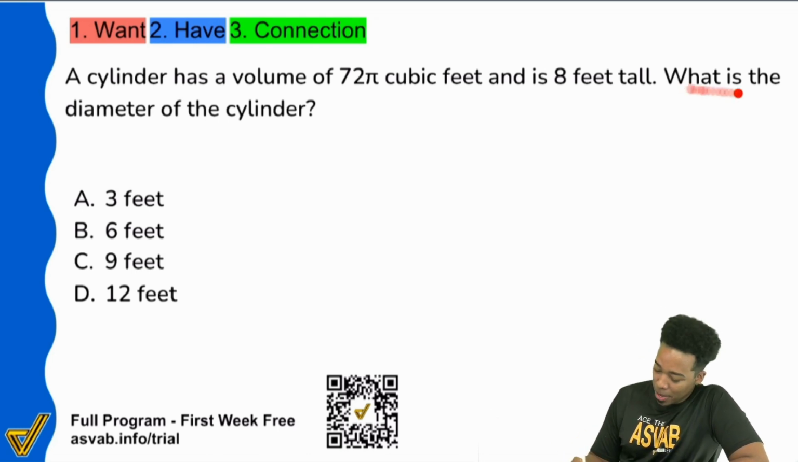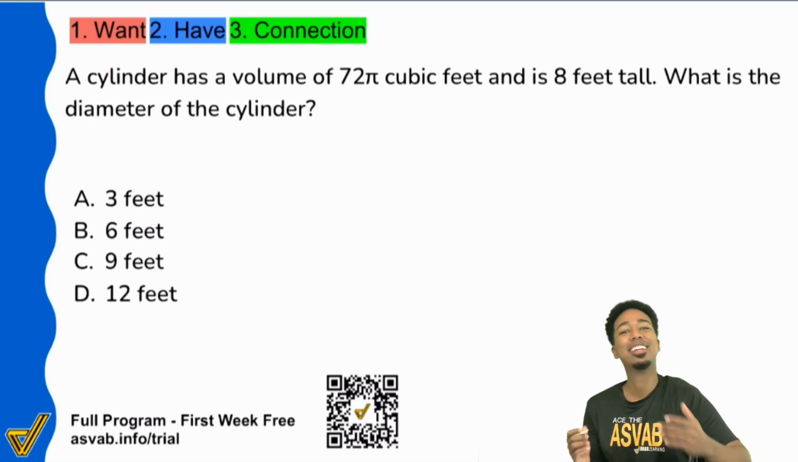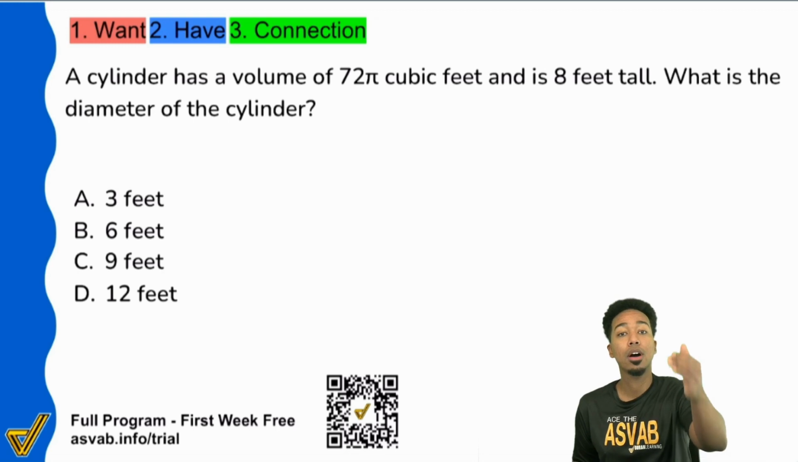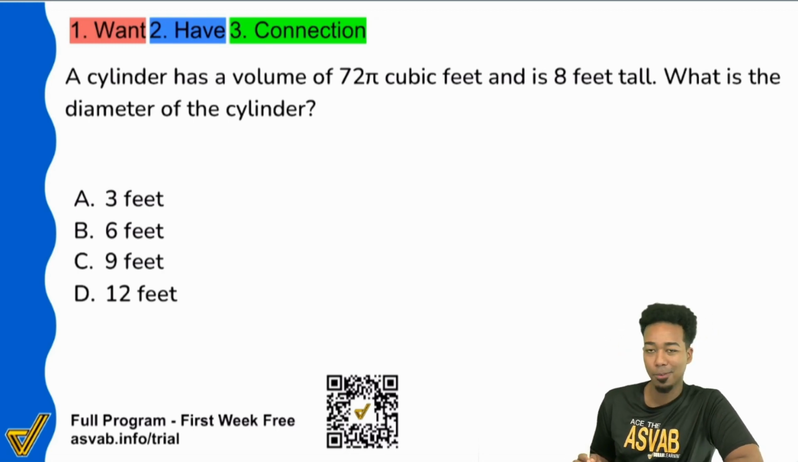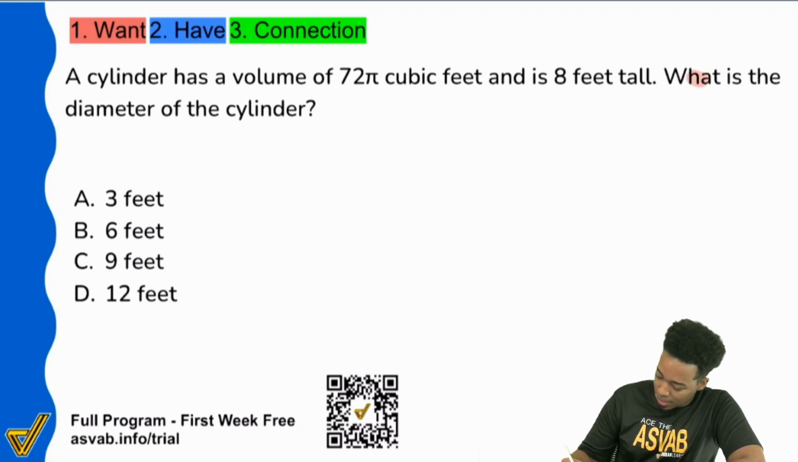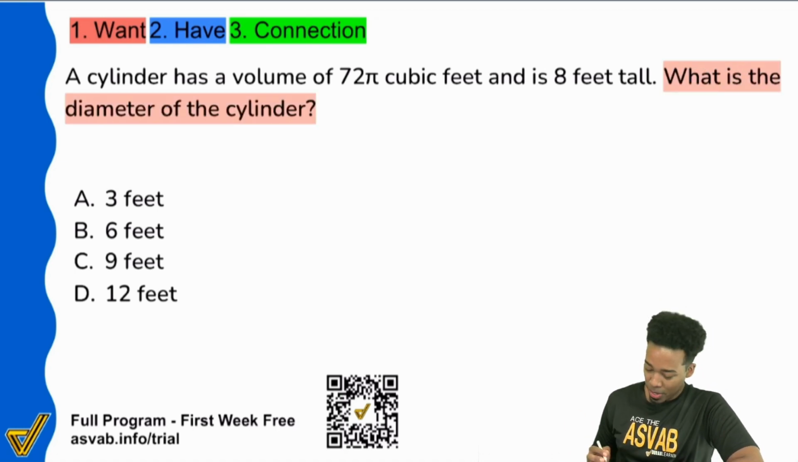But here we go. What is the diameter of the cylinder? Why did I read that, not the beginning? Again, no matter what word problem you're doing, my party people, start with the question sentence. It's going to make your life so much easier. You don't care about the information until you know why it's important. So here we go. What is the diameter of the cylinder?